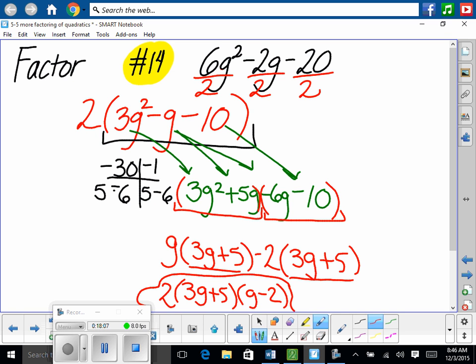There was only one extra step. There was something in the beginning, right? That's literally the only extra step. I pulled it out and didn't forget to write it in my answer here. Okay, so just make sure your things are factored completely.